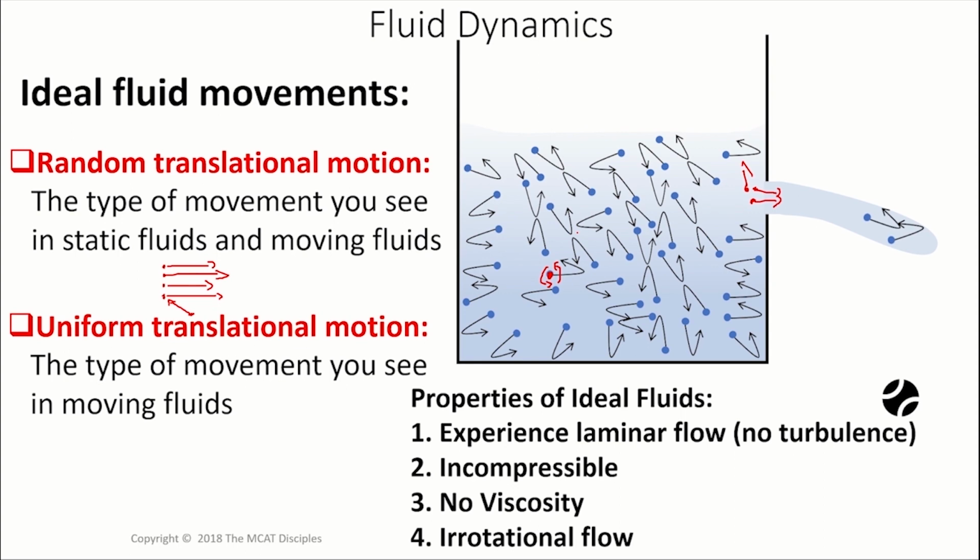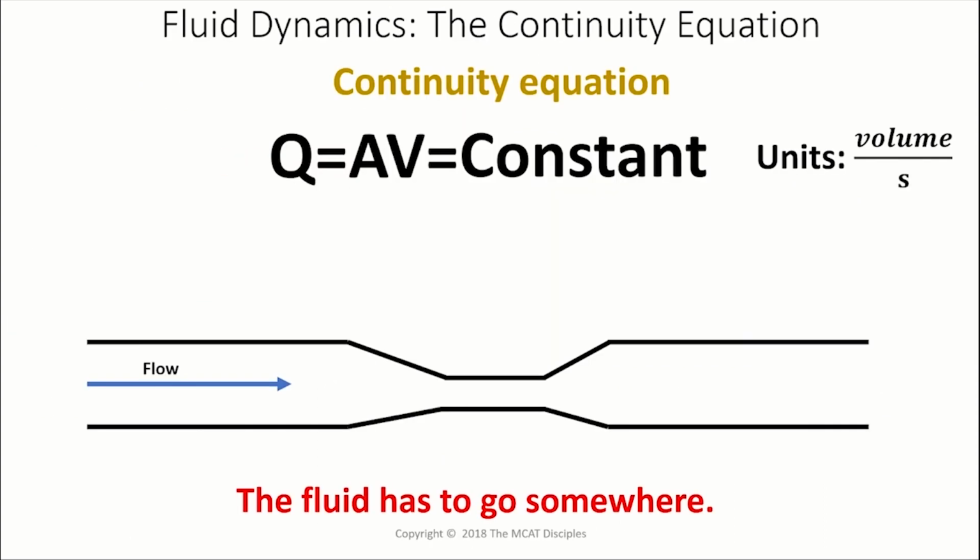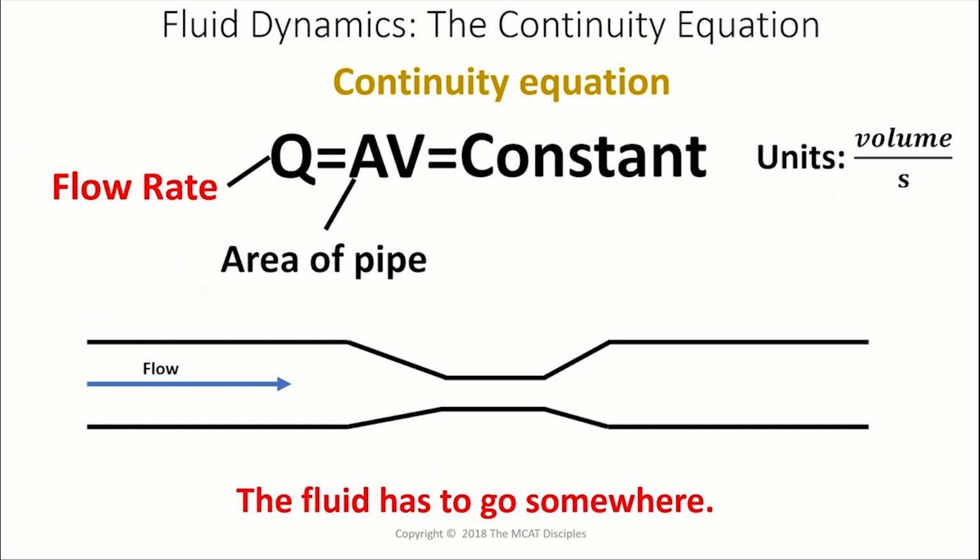So now what we'll do is just discuss the different equations you're going to need to deal with the kind of questions you'll see in terms of ideal fluids. The first is the continuity equation. The continuity equation says that the flow Q is equal to the area of the pipe times the velocity of fluid flow, and that is a constant. That is not changing.